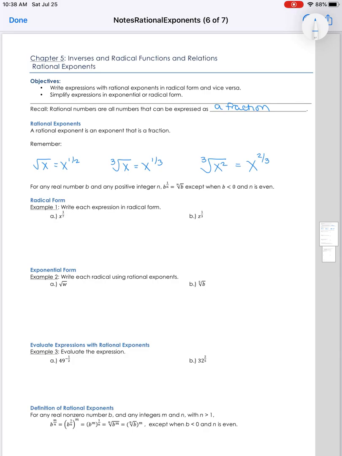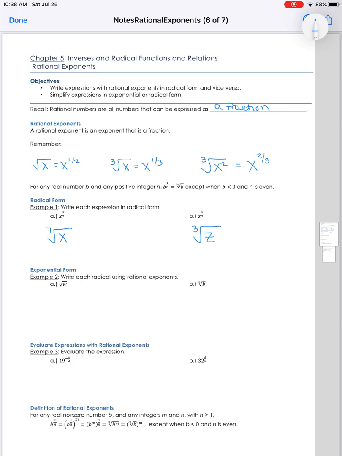Just remember, the square root of x is really x to the 1/2. The third root of x is really x to the 1/3. The third root of x squared is really x to the, notice, the index has always gone in the denominator, so this is x to the 2/3.